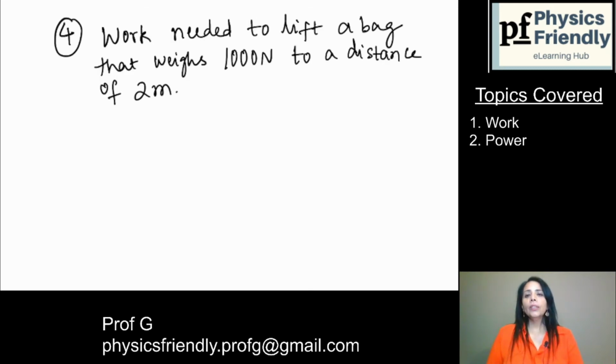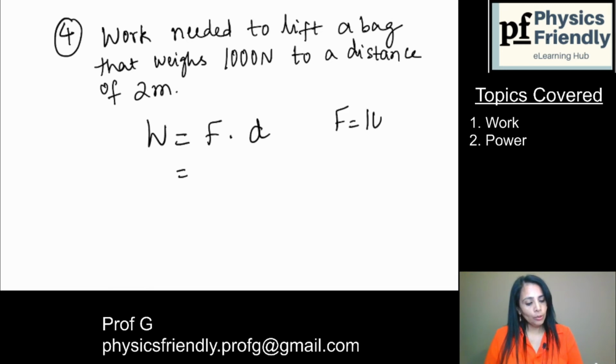Okay, so let's look at what work is needed to lift a bag that weighs 1000 Newton to a distance of 2 meters. To answer this question, let's go back and bring our equation for work. Work done on an object equals force times distance that the object moves due to this force, correct? So we have F given as 1000 newtons, and distance equal to 2 meters.